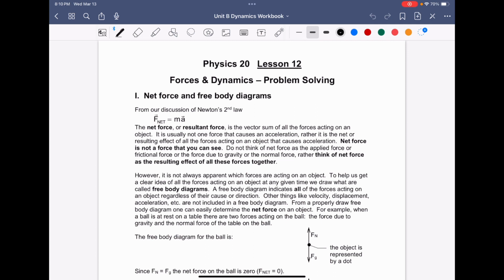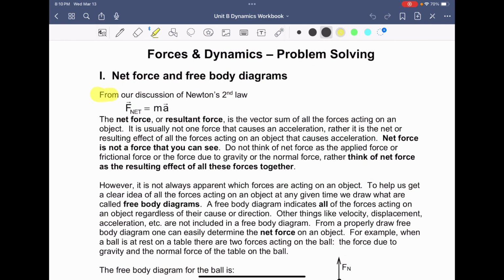Now, in terms of lesson 12 here, what we're going to do is primarily focus on the approach dealing with the second law, or when F net is equal to ma and there is some sort of acceleration.